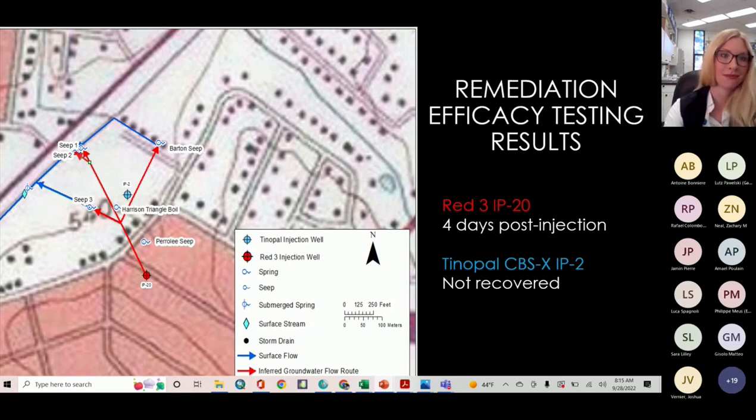I will note that we did not recover the tinapal that was injected into this closer well. There are several reasons that that could have happened. Notably, tinapal does best in turbulent flows, and so although this was a short distance, it was into a monitoring well. We were hoping to hit an elevation where there was a preferred flow path, which would take the short distance that it needed to go to these impacted seeps, but we were not successful in that effort.